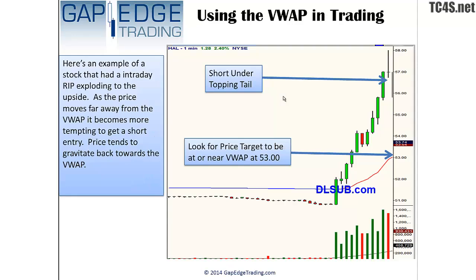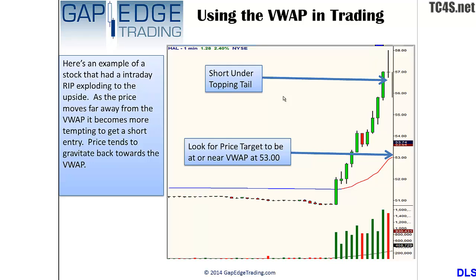Okay, so here's an example using the VWAP in trading. An example of a stock that had an intraday rip. See the rip? This is a 1-minute chart of Halliburton. It ripped up because there was real news that they were going to buy Baker Hughes, or Baker Hughes is going to buy them. So both the stocks exploded to the upside.